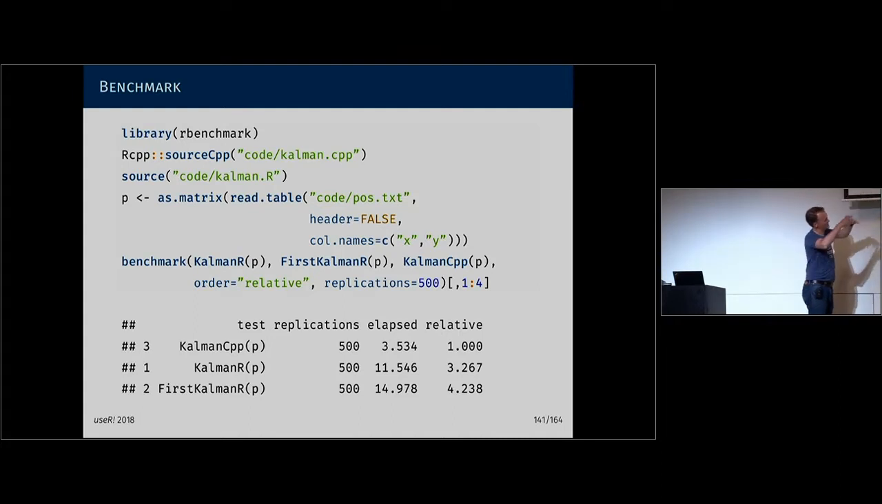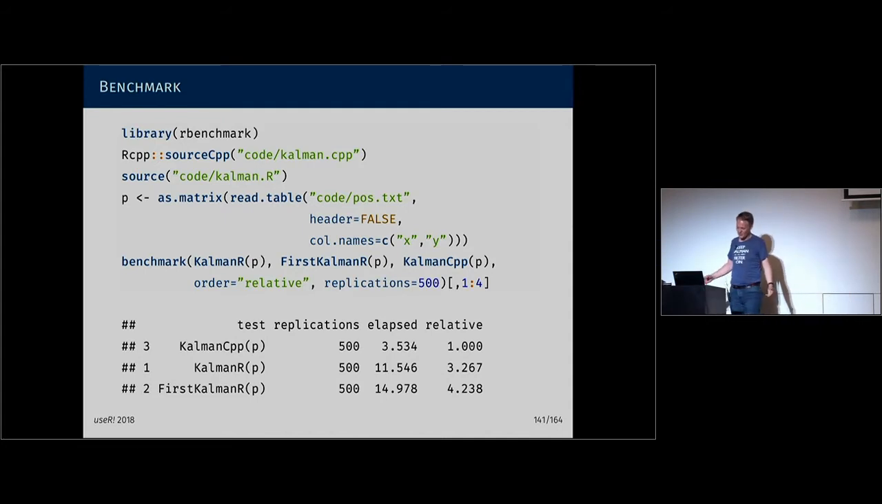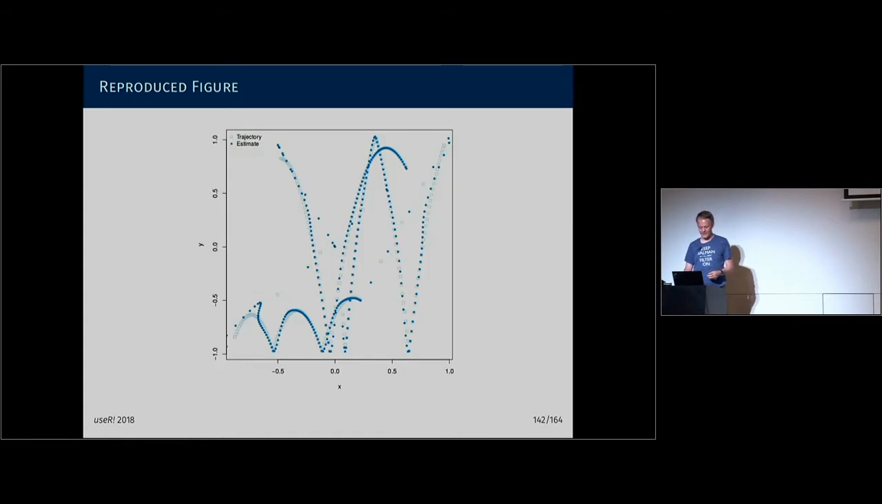a more efficient version where I kept invariants out of the loop shaves off 3, 3.5 seconds, and then from there to C++, even though the R code wasn't doing all that much, many parts of which were already vectorized, we're still getting a factor of 4, which is really not so bad. And that is the R plot that I reproduced, which corresponds to what's on the MathWorks side in the story about that example. So yay, Kalman filter.